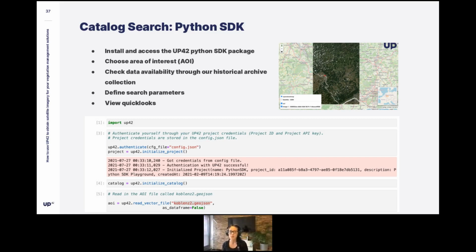But for today, we will focus on the catalog search capability through the archive collection for Pleiades, SPOT, and Sentinel satellites. And we do so by defining our search parameters and our AOI. You can inspect quick look previews and get price estimates, as well as ultimately place an order, all through the SDK.